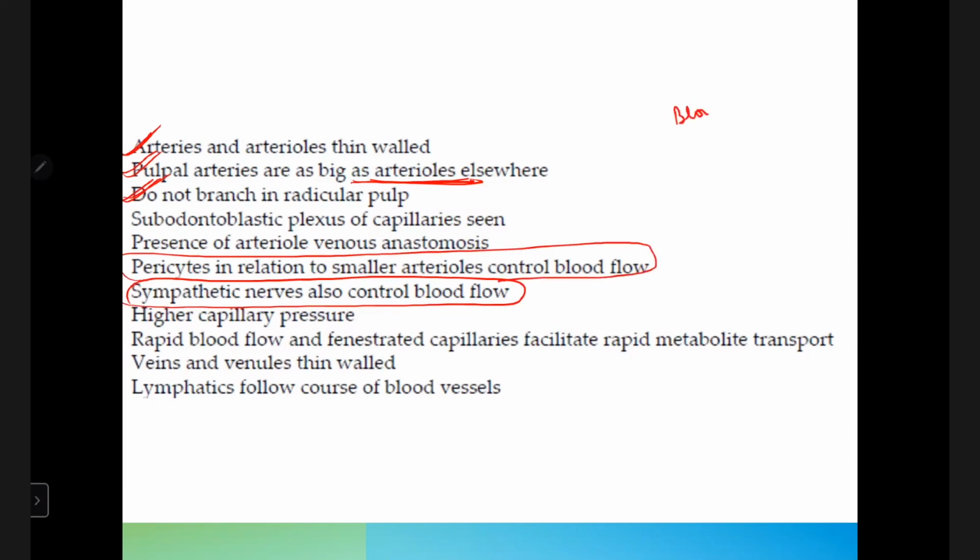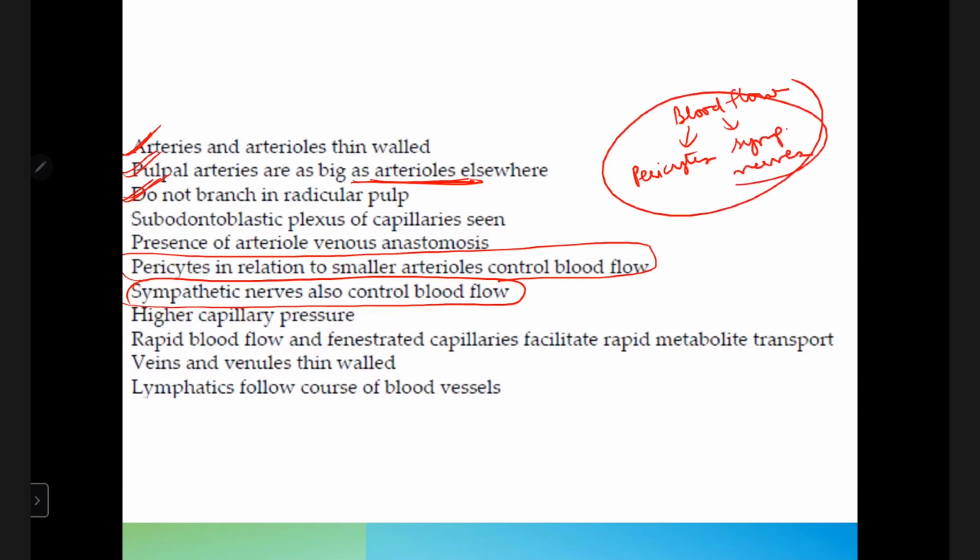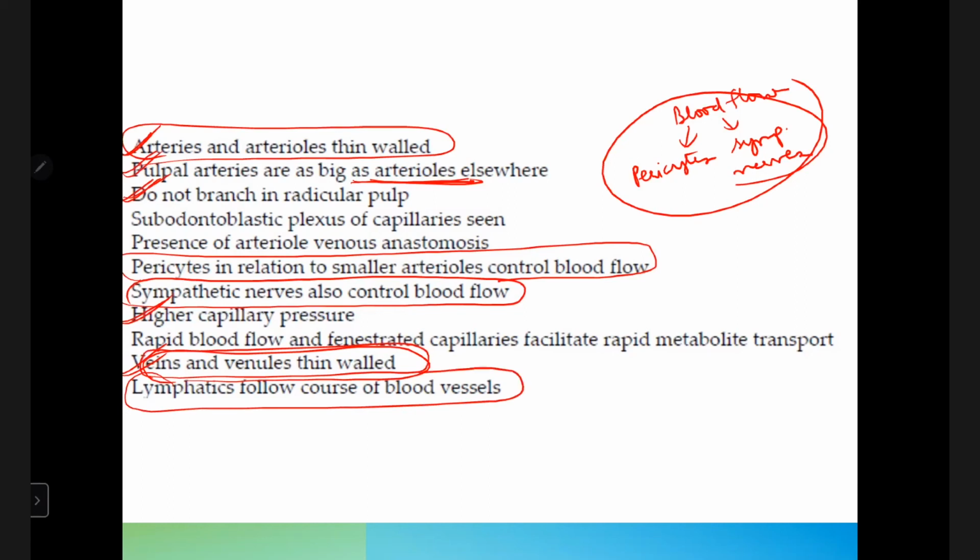So blood flow is controlled by pericytes, which are present adjacent to the small arterioles, and the blood flow is also controlled by the sympathetic nerves. There is high capillary pressure that is seen. Veins and venules are thin walled. What about the lymphatics? The lymphatics will follow the course of the blood vessels.